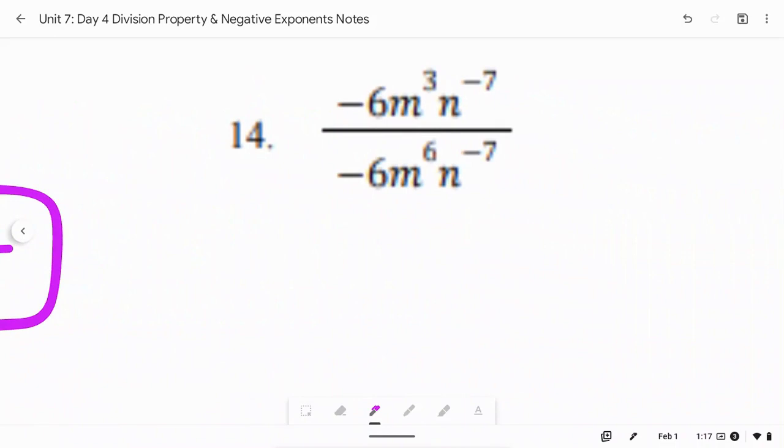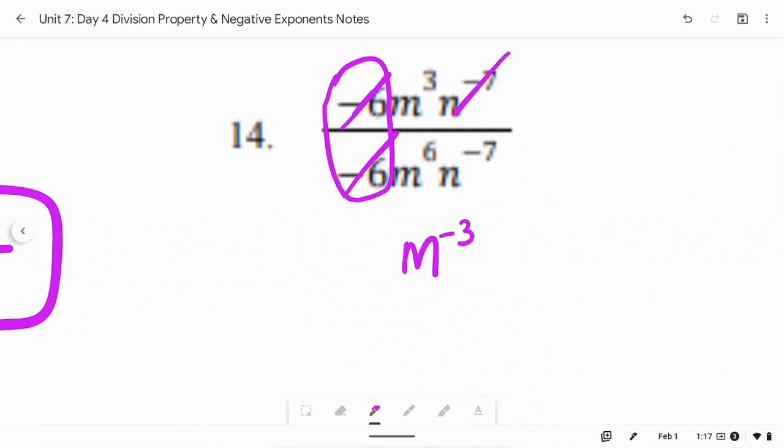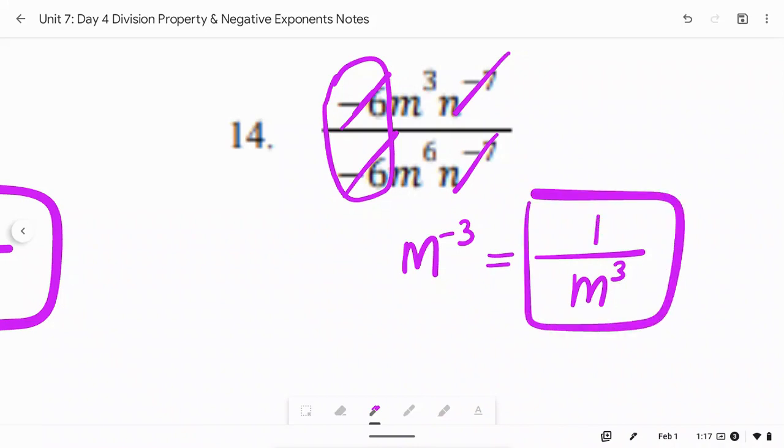In example 14, this is division. So first I'm going to see if I can reduce negative 6 over 6. And actually I can just cancel those out because that just equals 1. Then I'm going to subtract exponents. So 3 minus 6 is m to the negative 3rd power. And then the n's are the same, so they also would cancel out. Now I can't leave my answer like this, so m needs to go into the denominator and become a positive 3. And since there's nothing in the numerator, we put a 1 there. So we get 1 over m to the 3rd power for number 14.